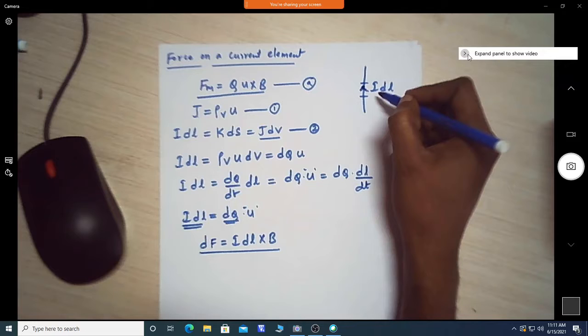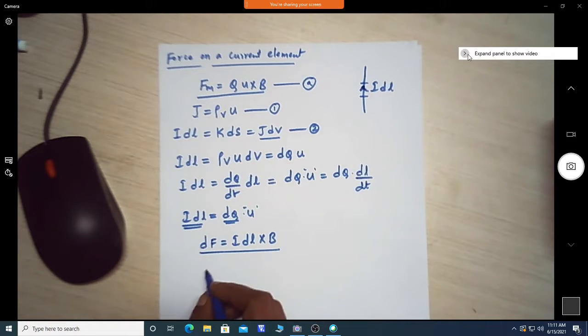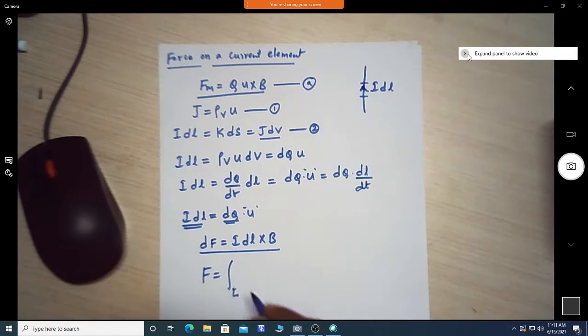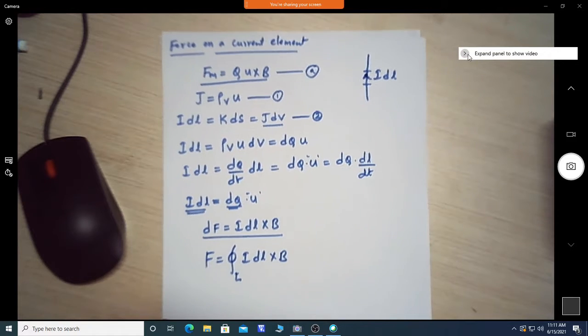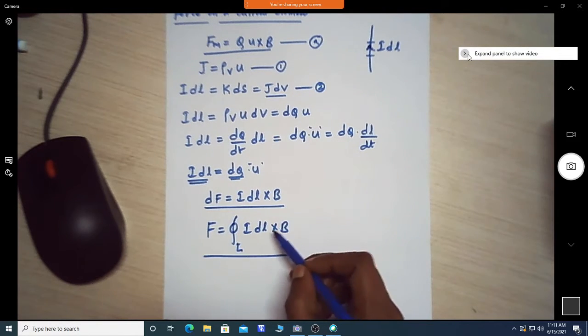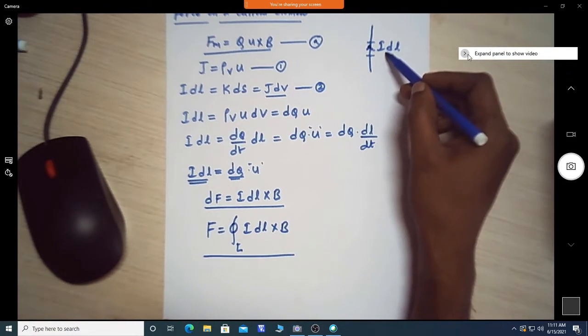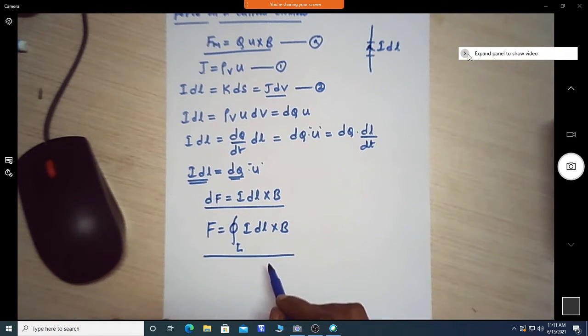Okay, so now if we want the total force, we integrate along the line, that is, a closed line, and we are going to get the force from this equation: F equals the closed integral of I dl cross B. Okay, so this is the force exerted on the current element I dl due to the magnetic field B.